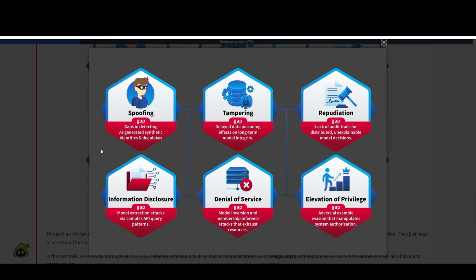Okay, so there's another infographic here of what they just pretty much explained. So we've got spoofing, tampering, repudiation, information disclosure, denial of service, elevation of privilege. So go ahead and pause the video and take a minute or two to just read through that real quick, and we're going to continue on here.